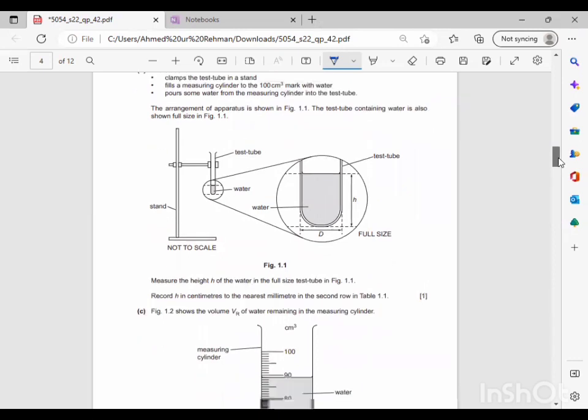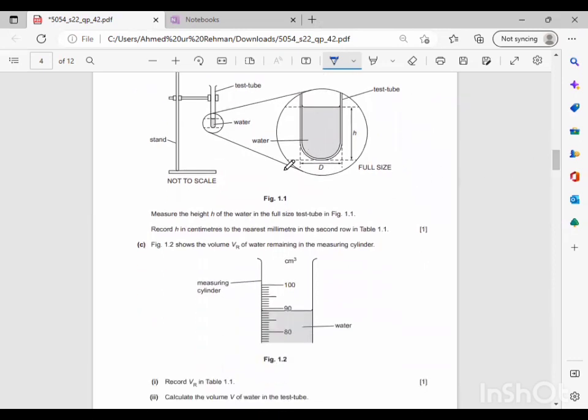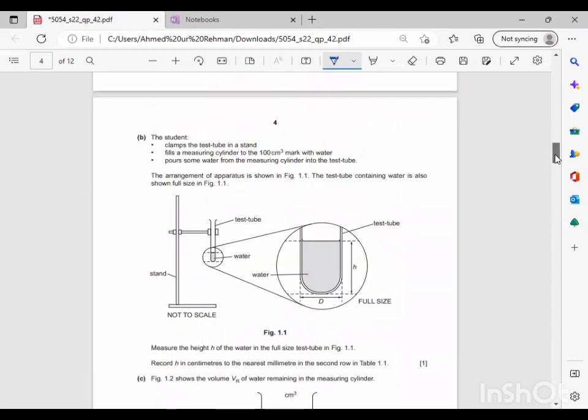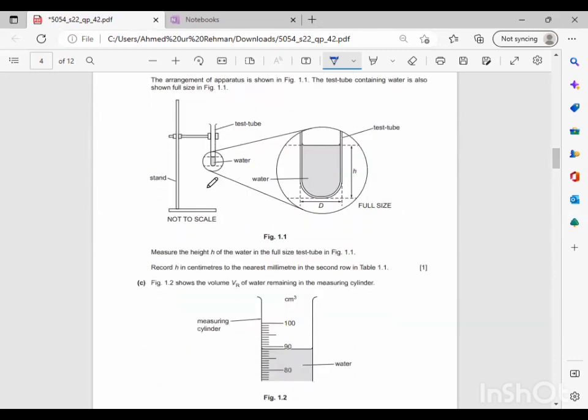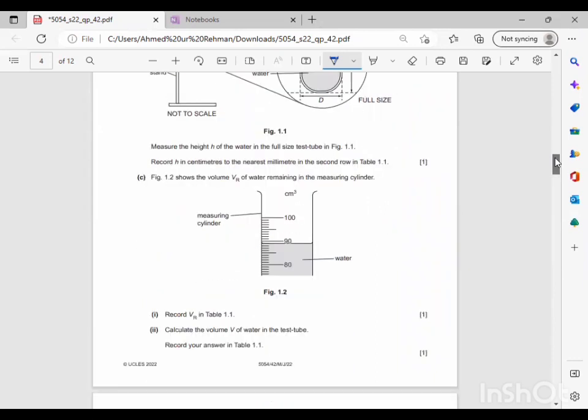So what are we doing then? Now in here we can see the diameter D and height H. Measure the height H of the water in the test tube. So simply going to use a ruler, you're going to measure this. I think it's going to be something like 3 centimeters, maybe larger than that, but approximately between 3 and 4 centimeters, right? Then what are they saying?